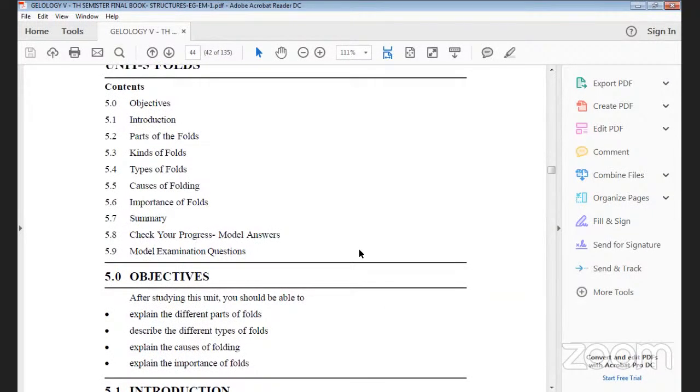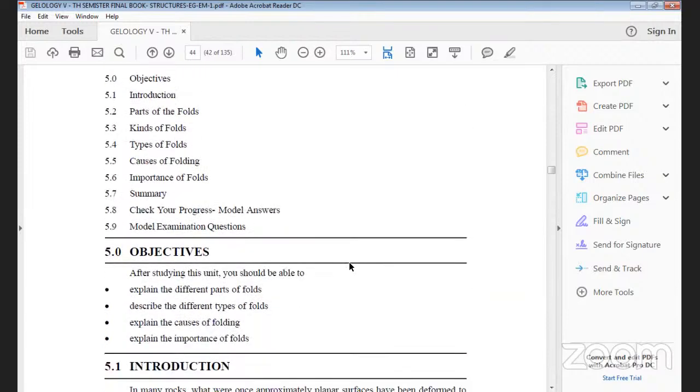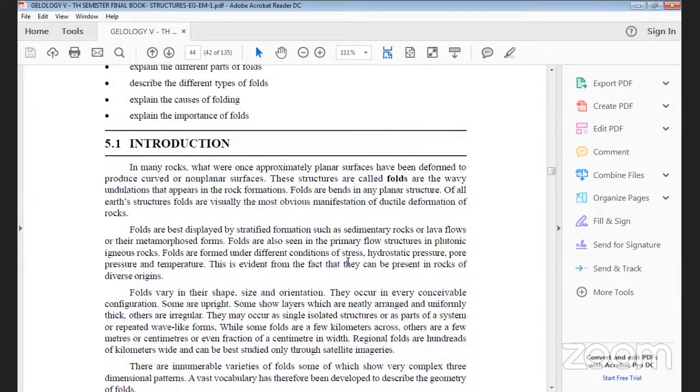Coming to discussing the folds. Actually, in many rocks we see formations of different structures, and some plane surfaces which are deformed and produced with a curved structure, non-planar surfaces. Such surfaces which have a curvature nature, these curved structures we call folds.